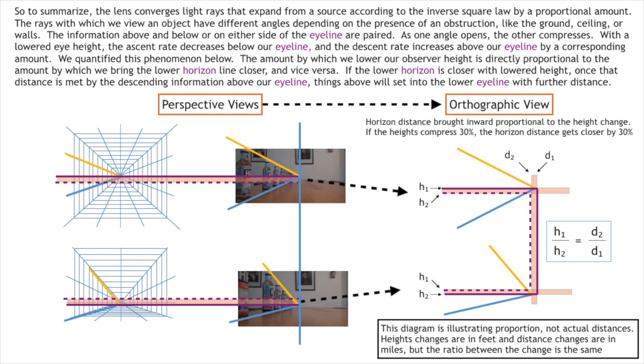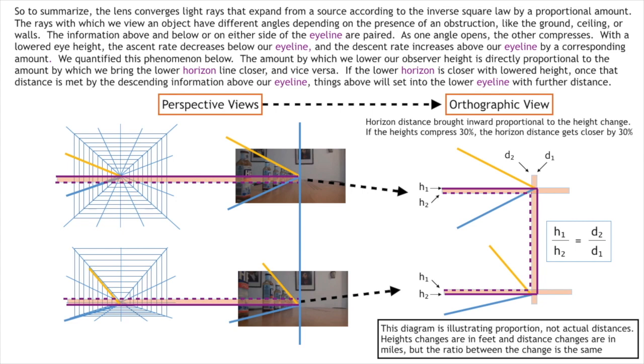With a lowered eye height, the ascent rate decreases below our eye line, and the descent rate increases above our eye line by a corresponding amount. And we quantified this phenomenon as h1 over h2 equals d2 over d1. The amount by which we lower our observer height is directly proportional to the amount by which we bring the lower horizon closer, and vice versa.